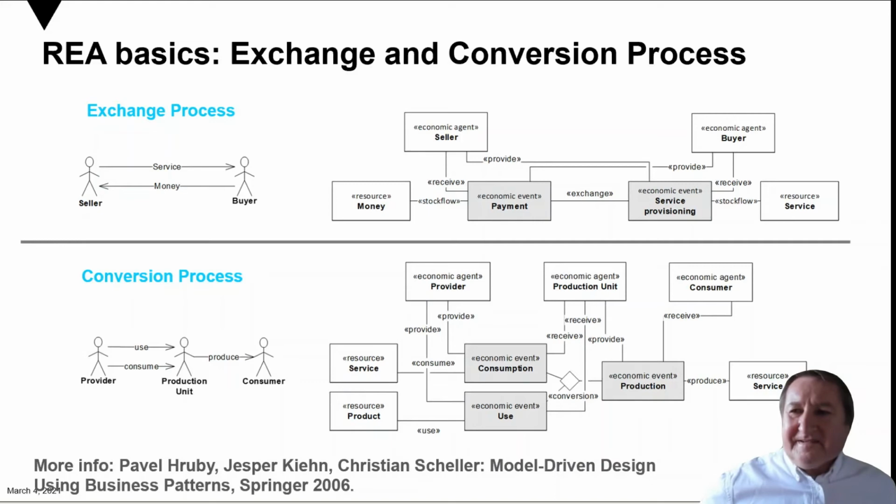The second process is a conversion process where an economic agent creates a new resource by using or consuming other resources. And if you implement these two models in your software solution, you can customize them to any business process that can occur in the economy. And if you want to know more, here's the reference.